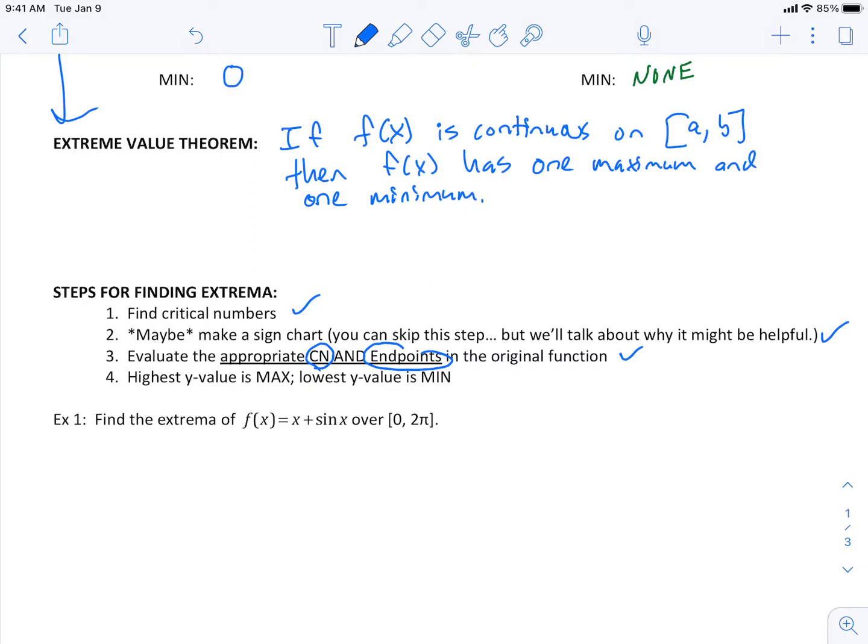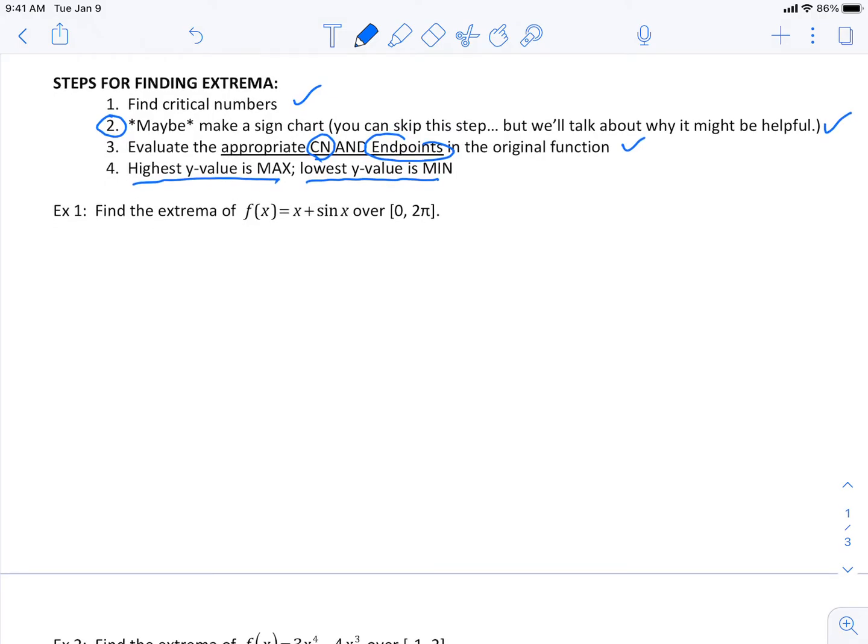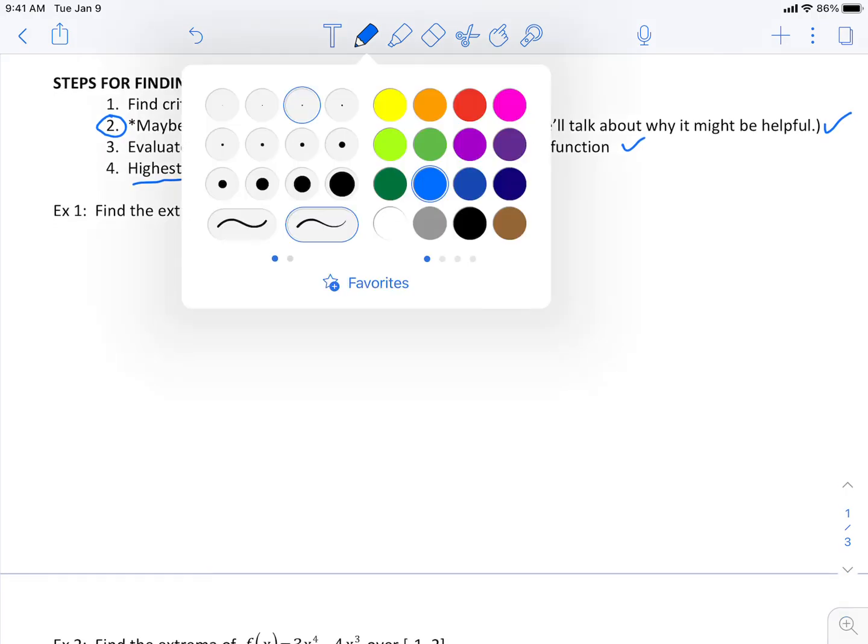And wherever the highest y value is, that's going to be the max, and wherever the lowest y value is, that'll be the min. You can kind of see why we could technically skip step number 2, because if we're just going to plug in all the critical numbers and endpoints anyway, then technically we don't need to see if the function is increasing or decreasing. We just want to know what the value is at that point. However, with a sign chart, you will see that you can sometimes skip testing some of those critical numbers. So let's put all these steps to use, looking at the first example here.